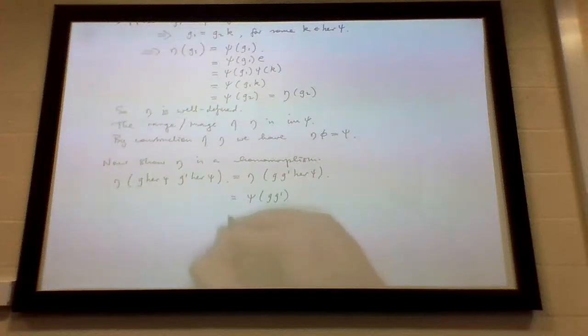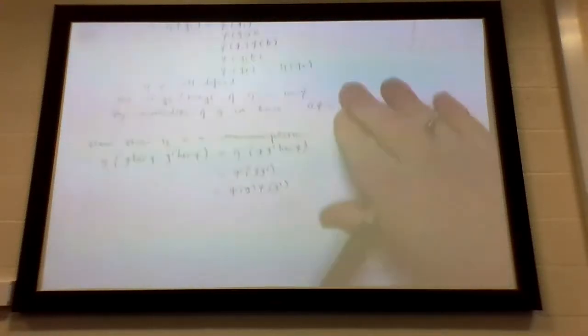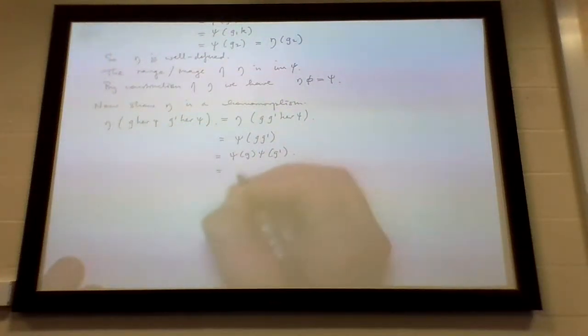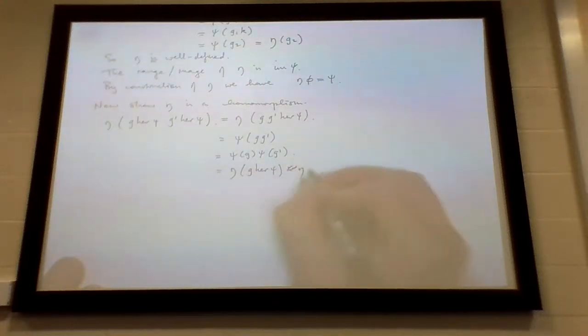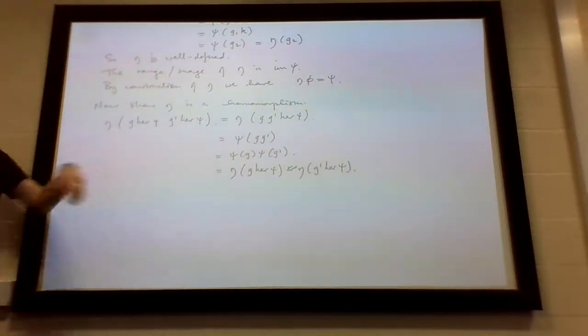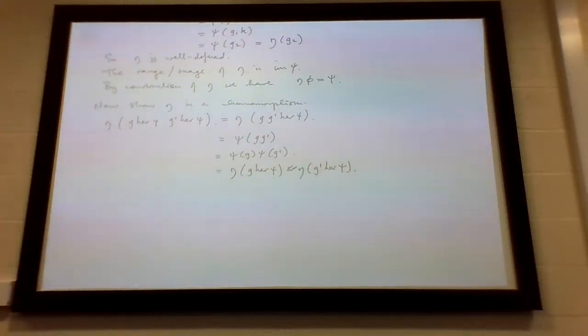Psi is a homomorphism, so this is psi of g times psi of g prime. Well, what's that? That is eta applied to g times the kernel, and eta applied to g prime times the kernel, just by the definition of eta. And from beginning to end there, you've got the homomorphism property for eta. So eta is a homomorphism.